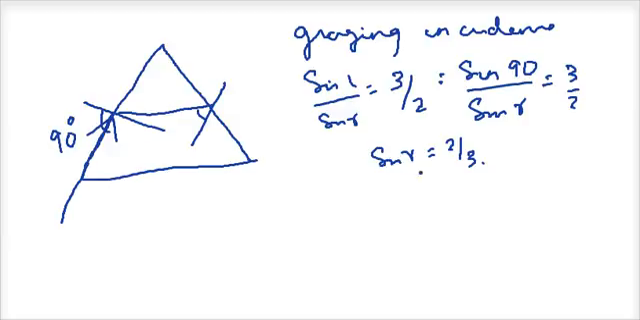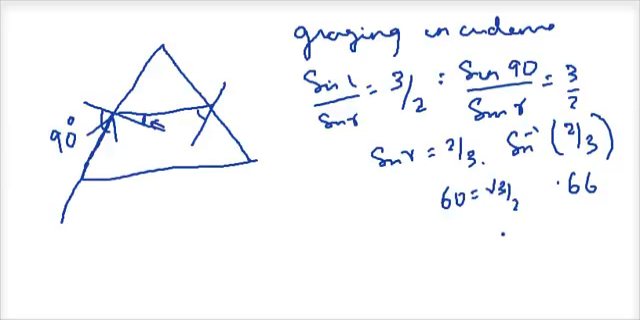Now, if sine R is equal to 2 by 3, that means this angle here is sine inverse of 2 by 3. We can find out sine inverse of 2 by 3 is 0.66. Now sine 60 is root 3 by 2, which is 0.77. So if it is 0.66, then this angle will be less than 60. Maybe somewhere like 50, 40, something of that sort. Based on this angle, you can find out what this angle is.